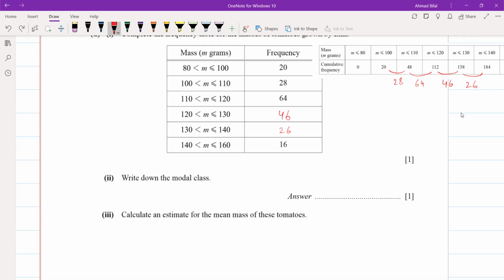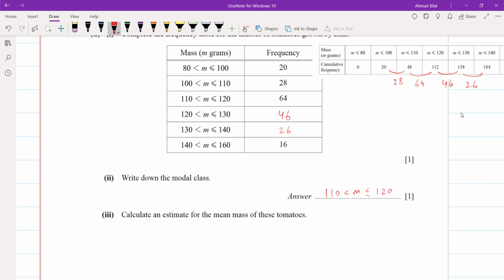अच्छा, then it says write down the model class. Model class कौन सी होती है? जिसकी frequency सबसे ज्यादा है. So इस table के अंदर कौन सी frequency सबसे ज्यादा है? That's 64. That's this interval here from 110 to 120. You say that is the model class where the interval is from 110 to 120. This is our model class.